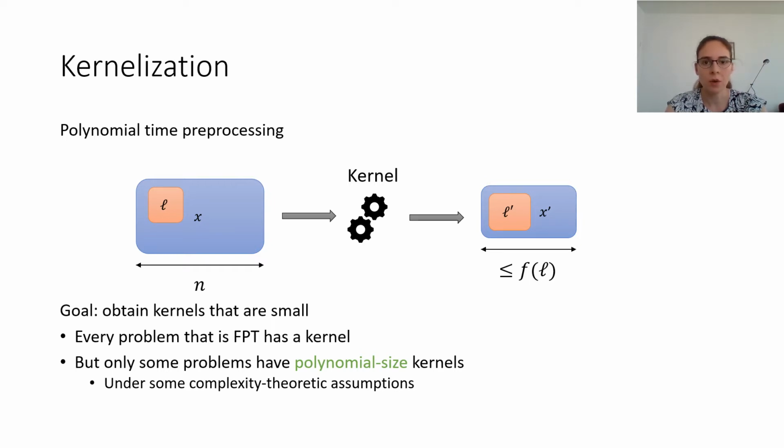Now of course the goal is to obtain kernels that are small, meaning that this function f here is small. But we can show that for some parameterized problems there are actually no small kernels, in the sense that there are no kernels of polynomial size. Of course we don't want the story to end there.